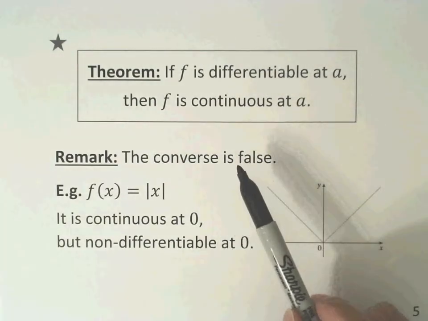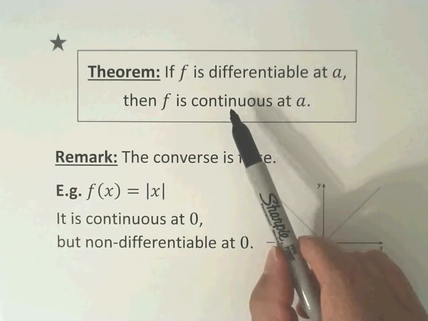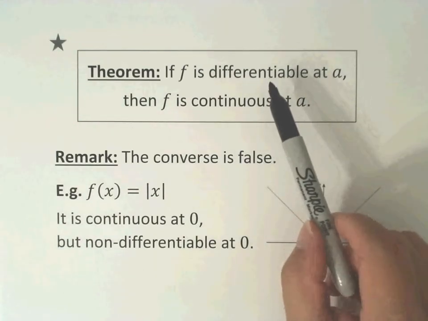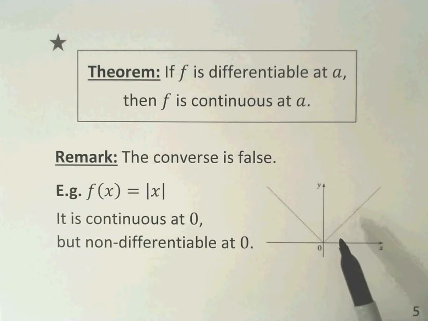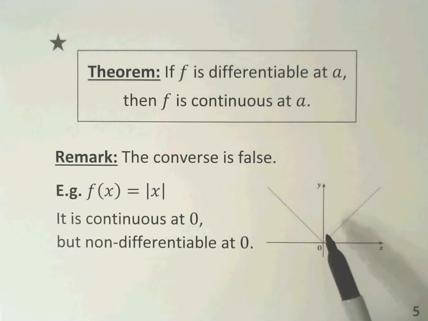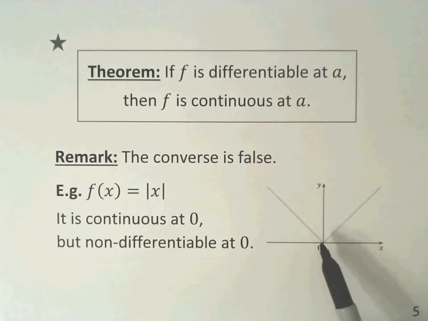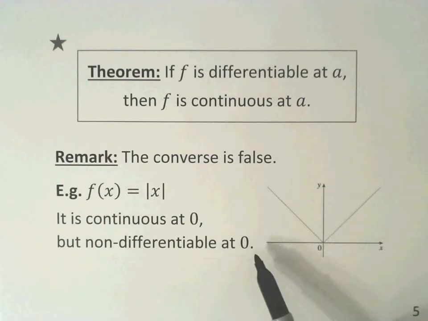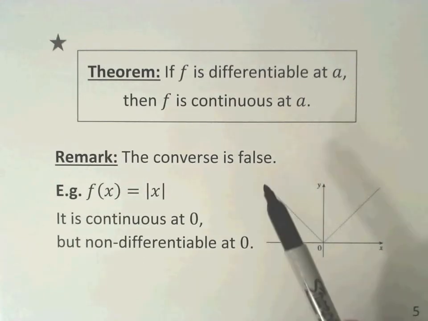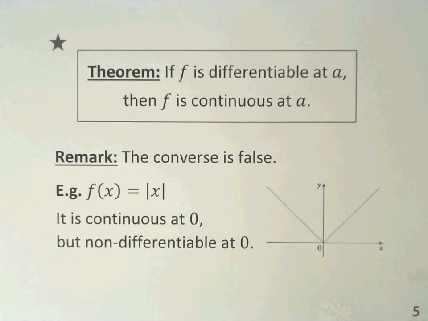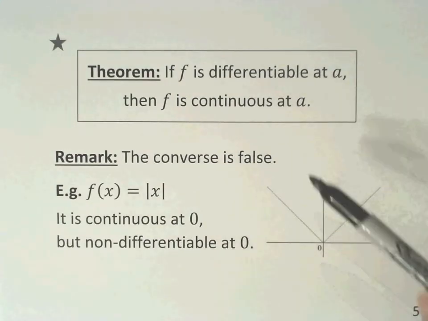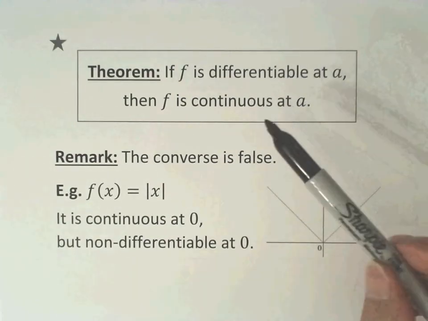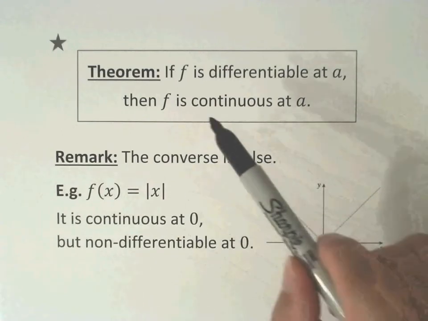The converse is false. What does that mean? Given continuity, we cannot get differentiability. For example, do you remember what we just did? This is the absolute value function. Is it continuous at 0? Yes. But we just proved, right, that this function is non-differentiable at 0, which means what? Continuity cannot give us differentiability, okay? Cannot. So differentiable is much stronger than continuity.